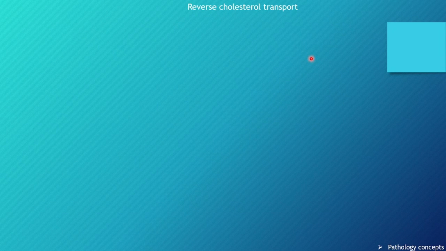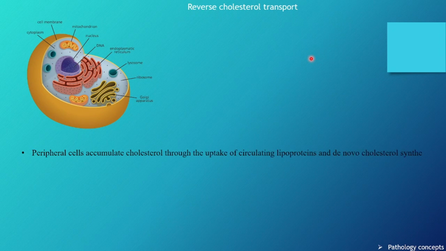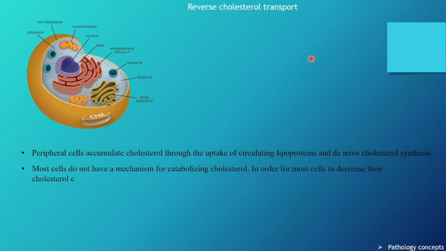Let's understand the reverse cholesterol transport. The peripheral cells accumulate cholesterol through uptake of circulating lipoprotein and de novo synthesis of cholesterol. So, cholesterol is accumulated in the peripheral tissue cells. Most cells do not have a mechanism for catabolizing cholesterol. In order for most cells to decrease their cholesterol content, reverse cholesterol transport is required.